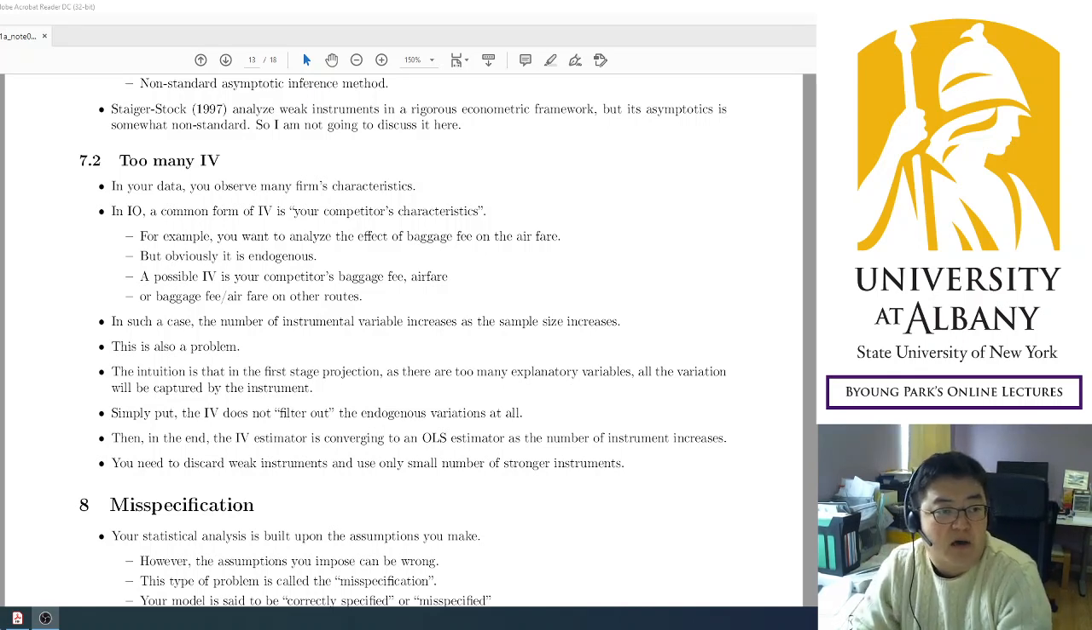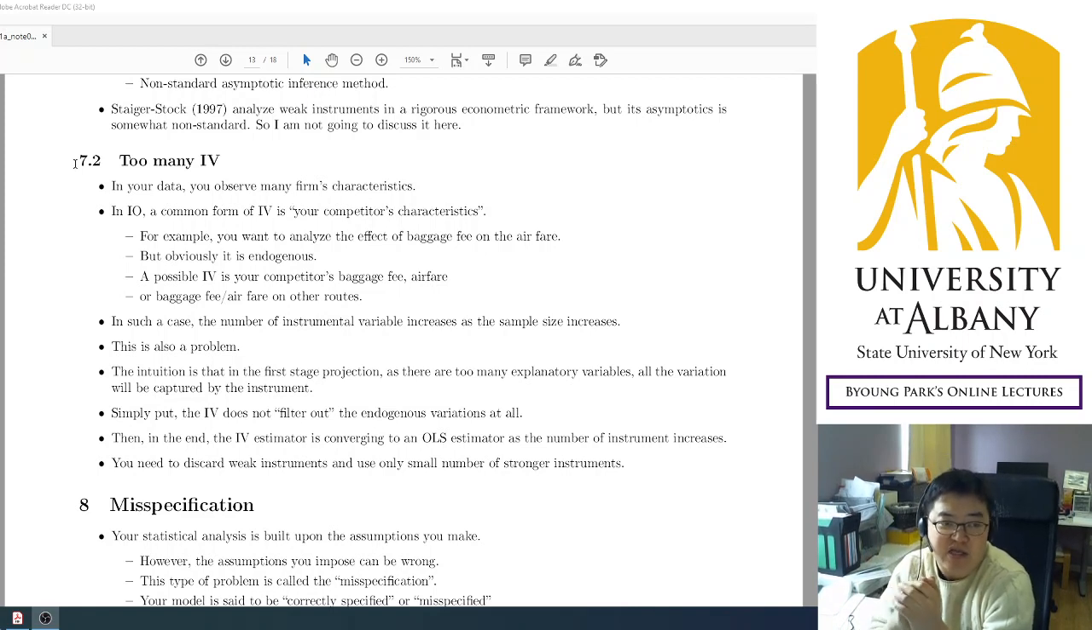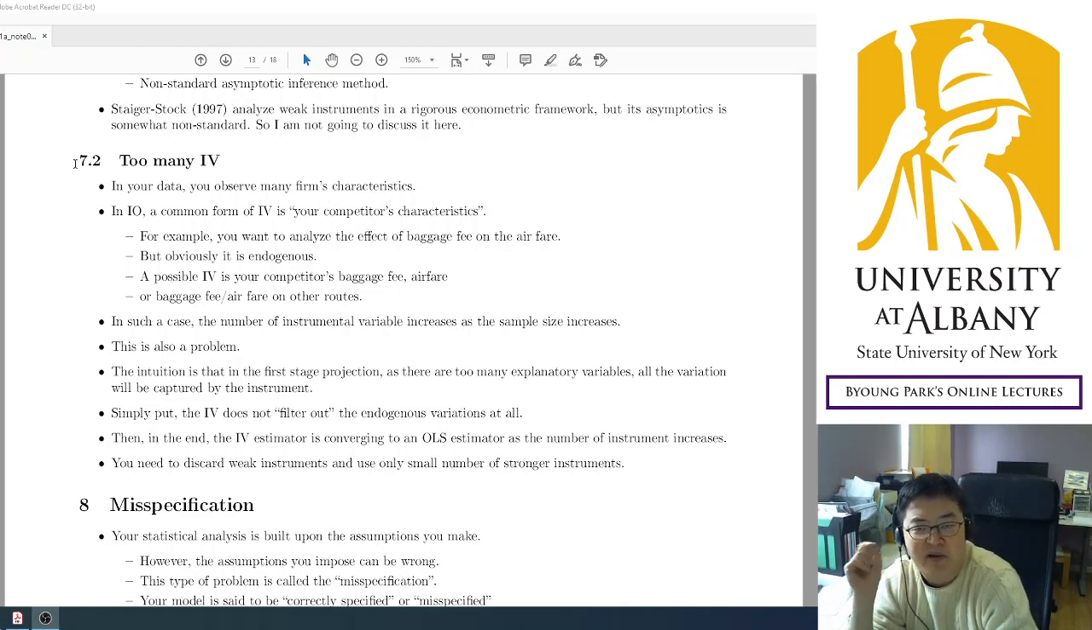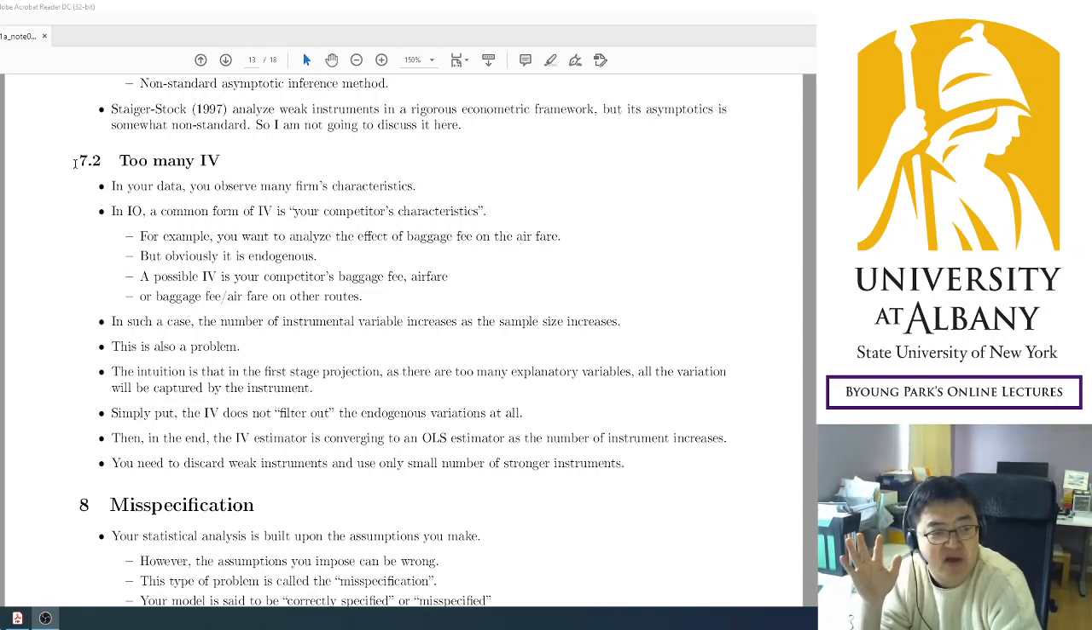Hello. In this video, I'm going to discuss what happens when you have too many instruments. In general, when you have an endogeneity problem, the major problem is that you don't have an instrumental variable or not enough instrumental variables. So finding one instrument is really the biggest problem. You just need to find one for one endogenous variable.